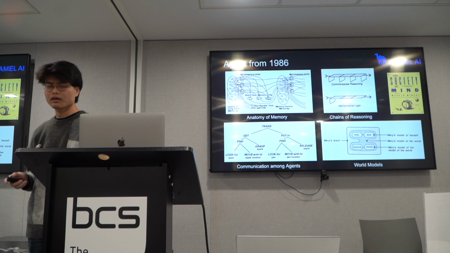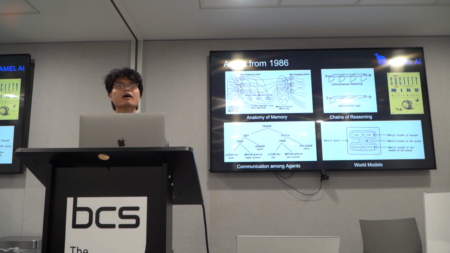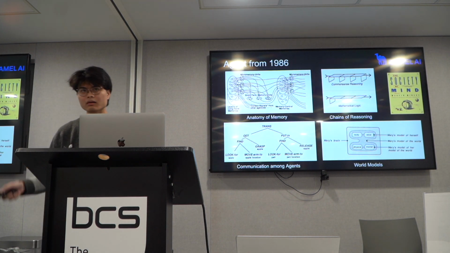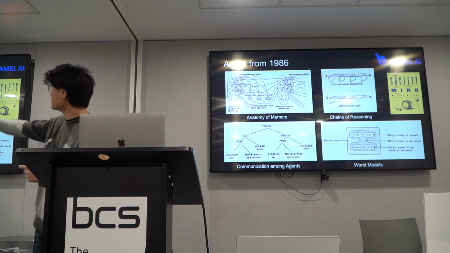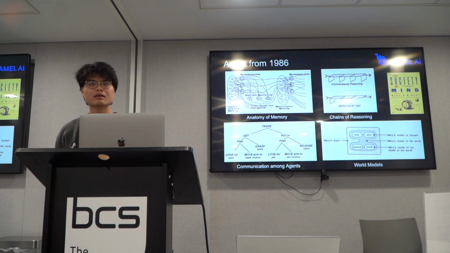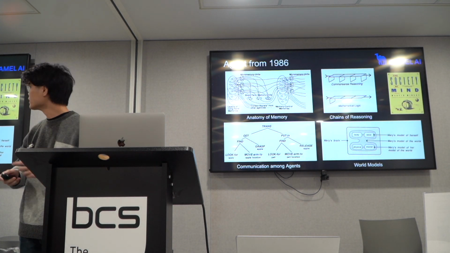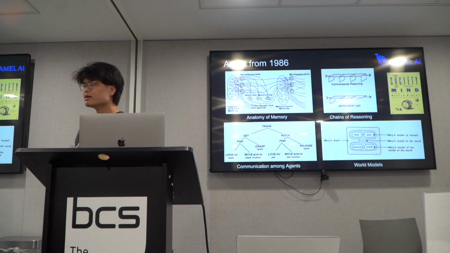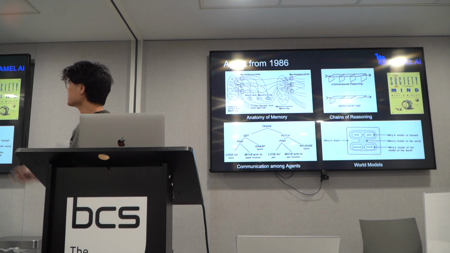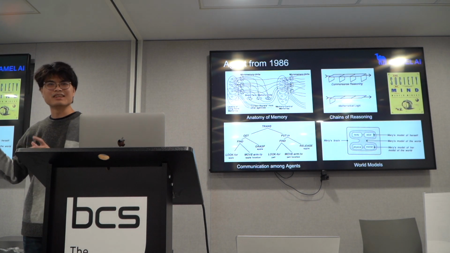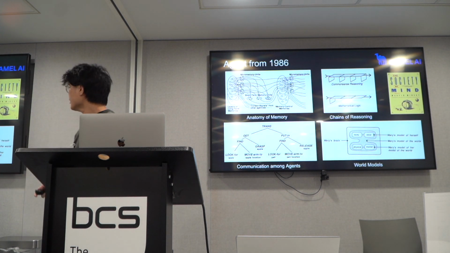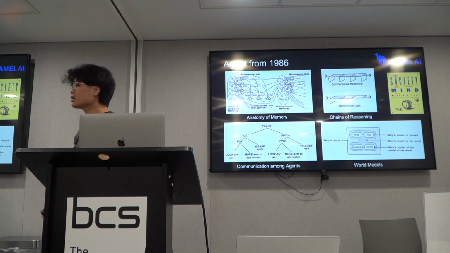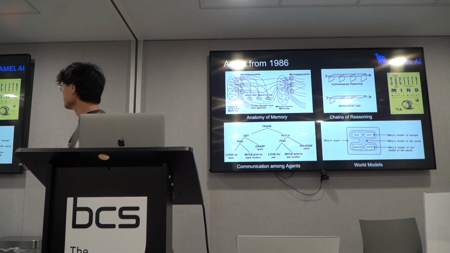But in this book, Minsky, the author of this book, already discussed so many concepts we talk about nowadays in language models. Maybe you know the memory of language models. We use vector databases, and we have this short-term memory, long-term memory design. But in this book, Minsky already talked about that. Maybe you know chain of thought. In this book, it mentioned chain reasoning, basically the same thing as chain of thought, and how you can build communication among agents and also the world model.